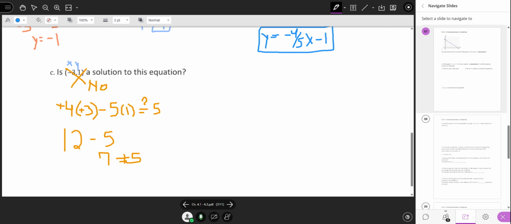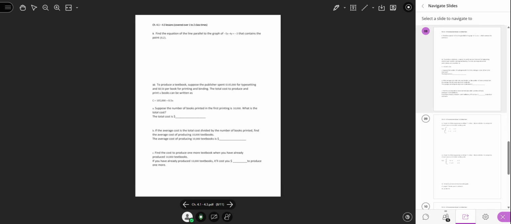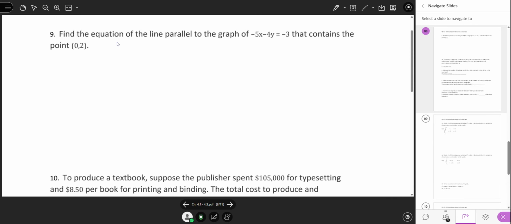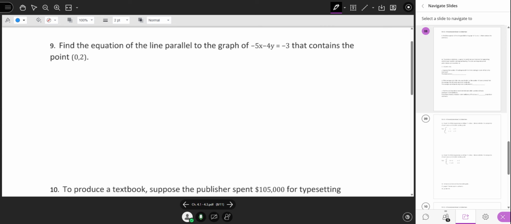All right, page next. Find the equation of the line parallel to the graph. And it has to contain, well, this is lovely. Okay? It puts it as a point, but this point is your y-intercept. So it could have said b equals 2. Or it could have said your y-intercept is 2.